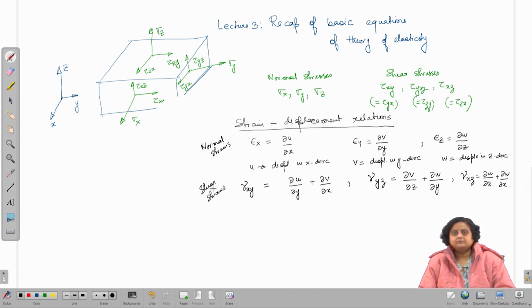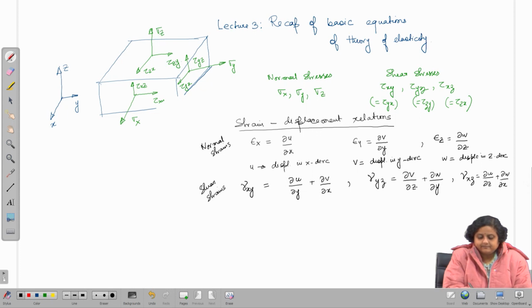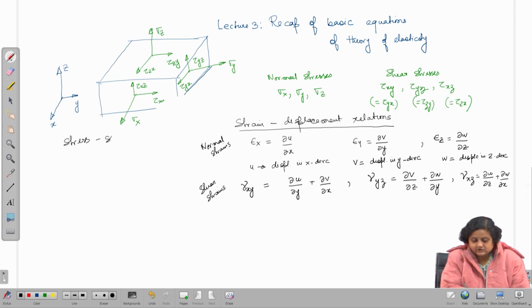So, apart from the strain displacement relation, there are 6 more equations which denote the stress strain relation that we also need to keep in mind, and we will be using in the rest of the course. So, let me quickly write down the stress strain relation that is required for all the derivations that we will be doing in the later part of the course.